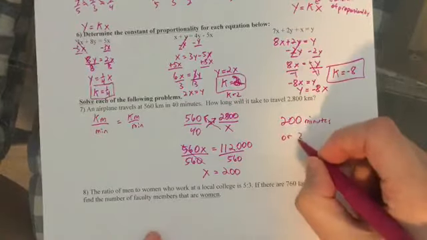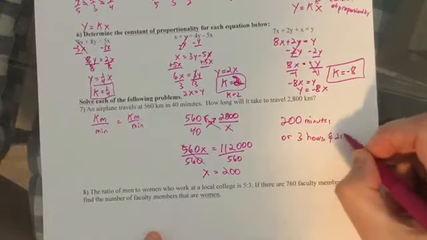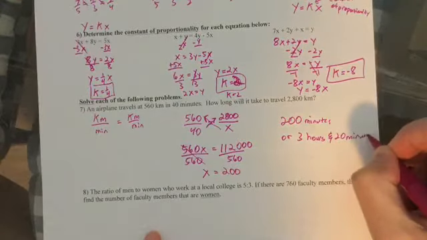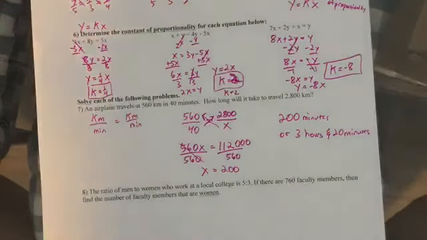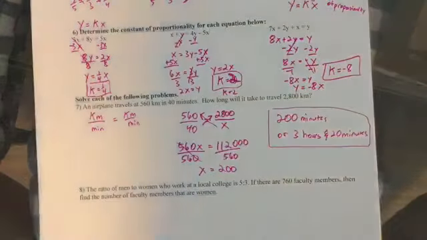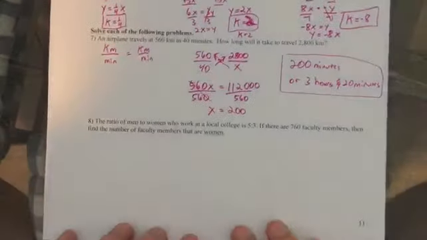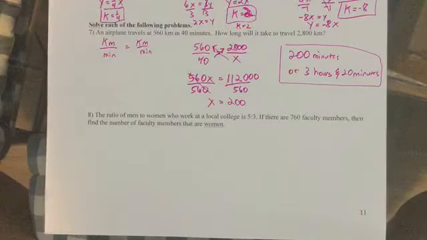So that's 200 minutes or 3 hours and 20 minutes. Because 60 minutes in an hour, 60 goes into 200 3 times, with 20 minutes left over. Okay, number 8. This is a good one to pay attention to. The ratio of men to women who work at a local college is 5 to 3. If there are 760 faculty members, then find the number of faculty members that are women.